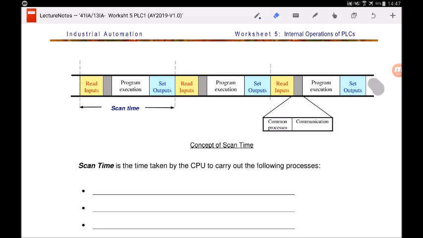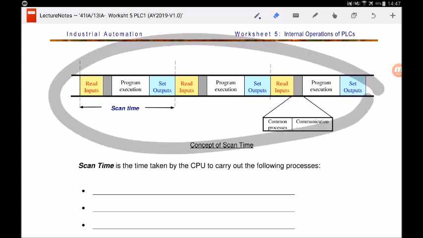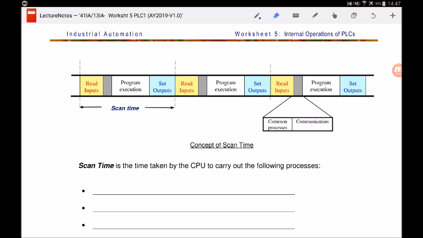You can see this is typically what the PLC CPU is doing. First, you will read the input. After that, it will execute the program you have written, and then it will set the output accordingly. It will keep repeating this cycle. How long does this cycle take? We call this term scan time. The scan time is the time taken by the CPU to carry out the following processes. Definitely, it's already been illustrated over here: read input, program execution, and set output.